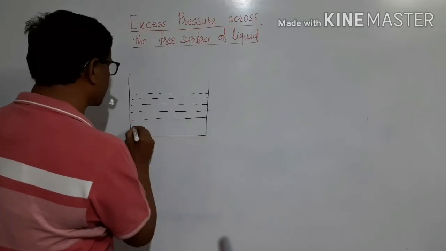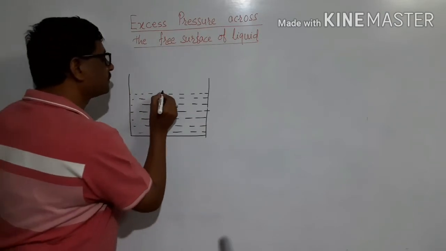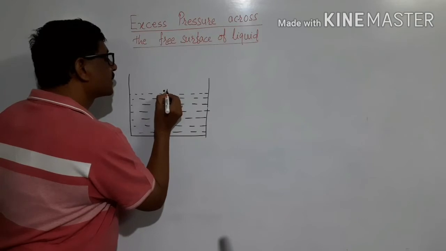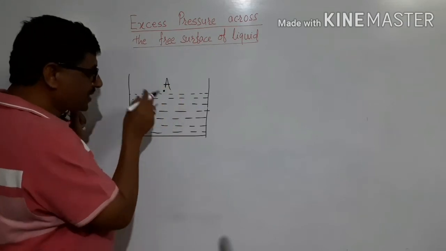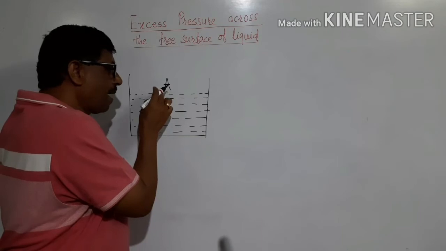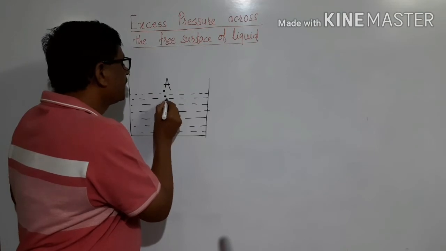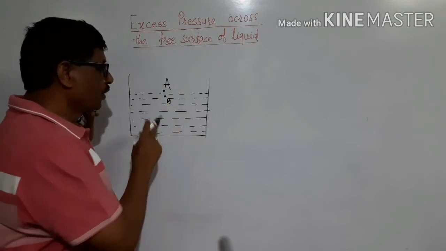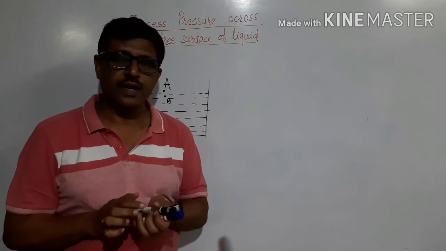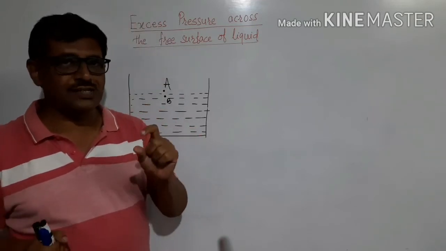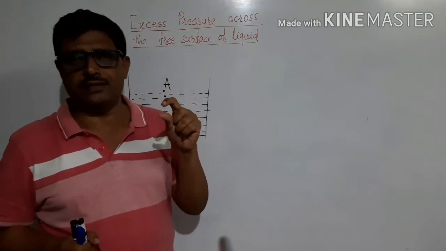Now, on either side of free surface of liquid, let us consider A is the point which is in air above the free surface of a liquid. B is the point which is below the free surface of a liquid. A and B are the 2 points on either side of free surface of a liquid and they are very close to each other.